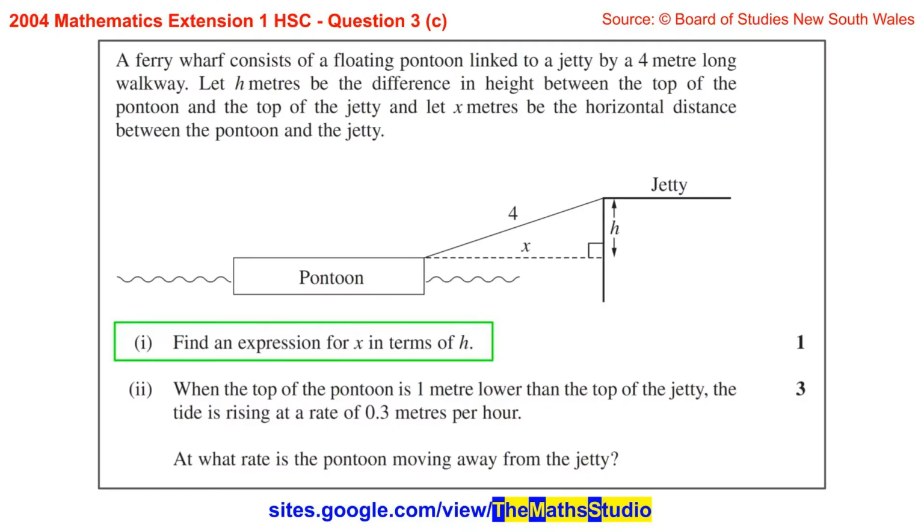Question 3c. A ferry wharf consists of a floating pontoon linked to a jetty by a 4-metre long walkway. Let h meters be the difference in height between the top of the pontoon and the top of the jetty, and let x meters be the horizontal distance between the pontoon and the jetty. Part 1. Find an expression for x in terms of h.